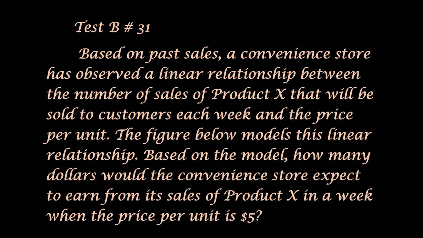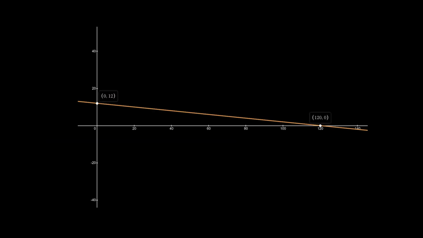For this question, they're giving us a graph of price versus number of units sold. What we have to do is calculate the revenue for when the price is $5. If we think about it graphically, the y-axis represents the price, so price equaling $5 is this horizontal line. What we're trying to do is find the coordinate where these two lines intersect.